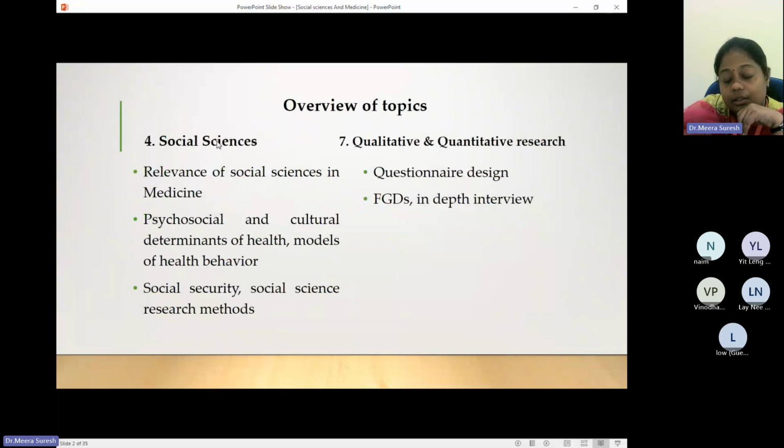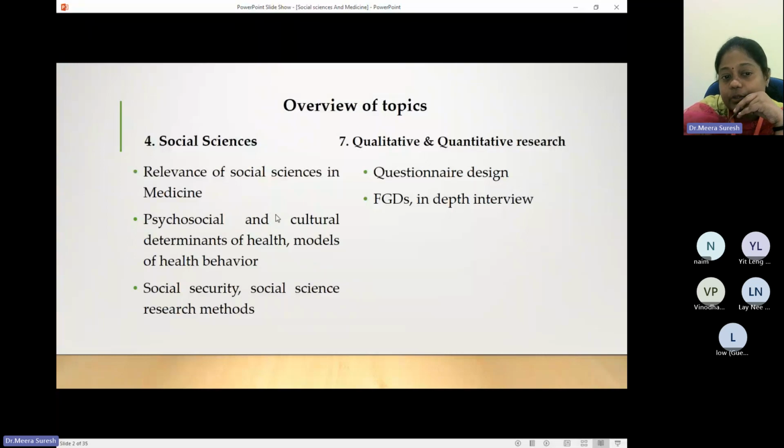So why I did this connection together, like social sciences and qualitative and quantitative research, is because quantitative or qualitative research methodology actually comes under the subtitle social science research methodology. So that is why I clubbed both the portions together.